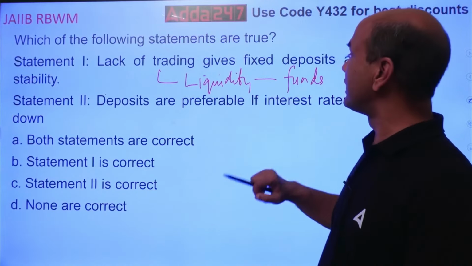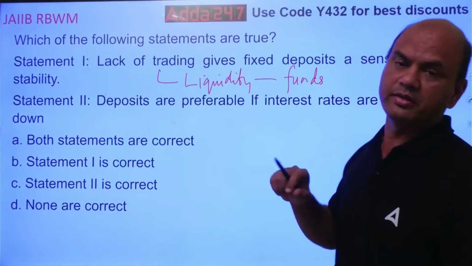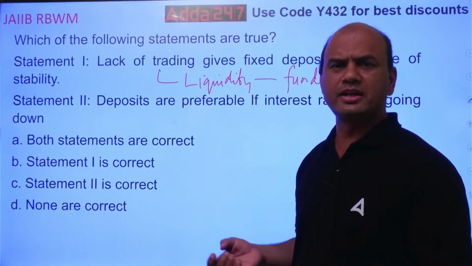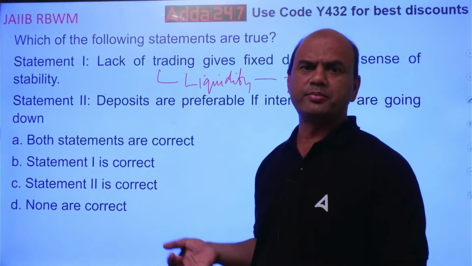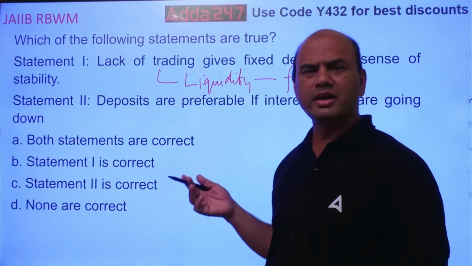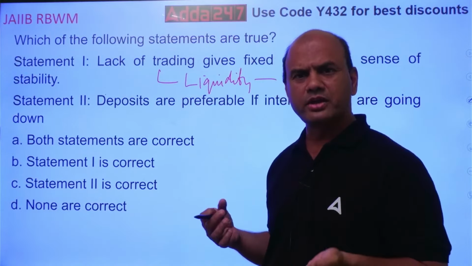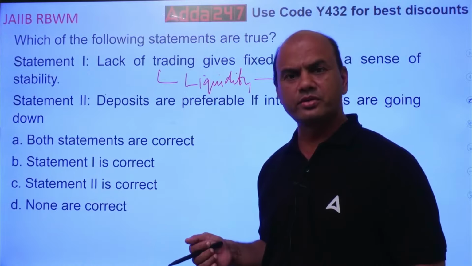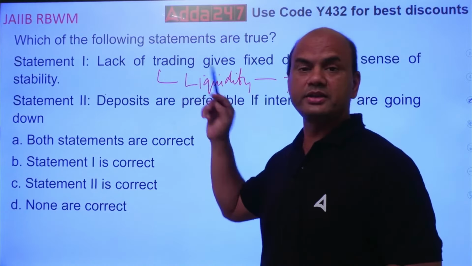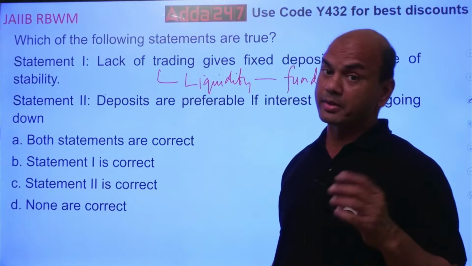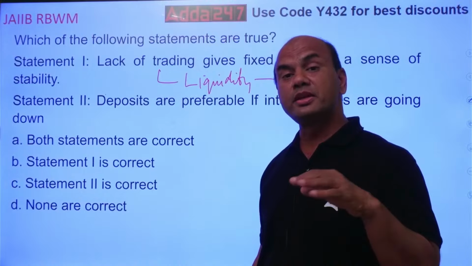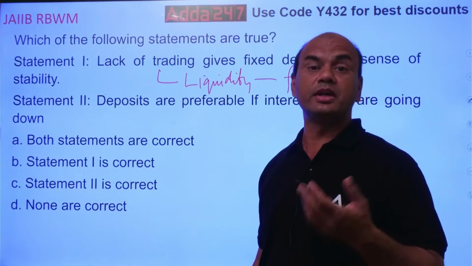So lack of trading gives FDs a sense of stability. Will this happen? Now look at this present market situation. Many a times what happens? In present market situation, you see, markets are going down, mutual funds are going down, shares are going down. So what happens in this case? In this case, lack of trading is there. What will people prefer? A stable investment. What is the stable investment? Stable investment avenues are FD.